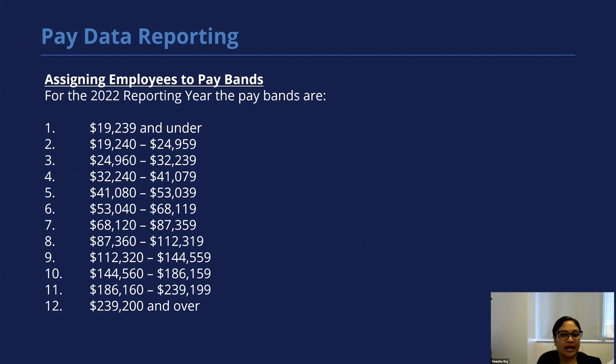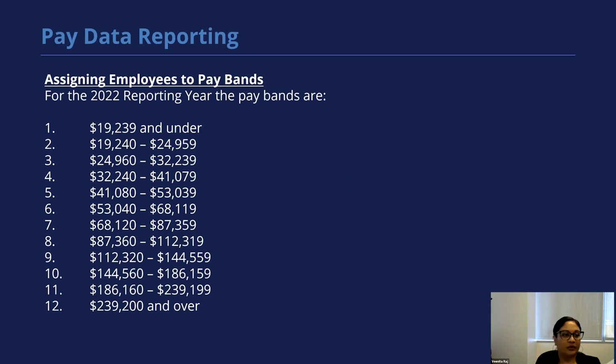After you've determined that, then you will be assigning the employees to a pay band. And for the reporting year 2022, the employees will be assigned to one of the 12 pay bands. And this will be determined based on what their earnings were for the reporting year.